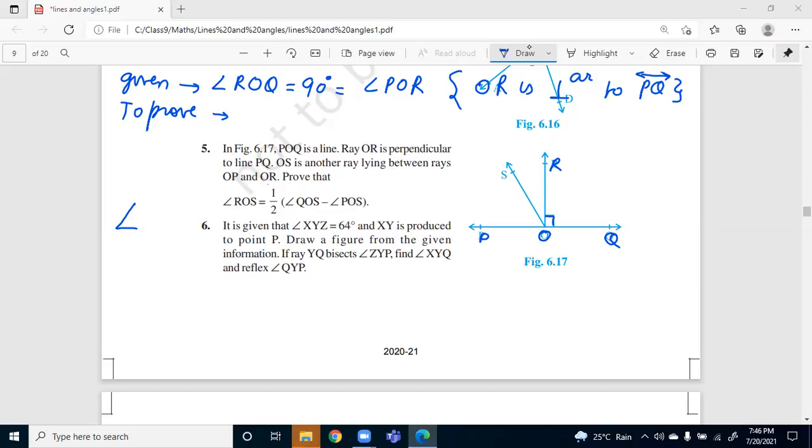So is it understood? Yes, ma'am. So what we need to prove, I will be copying it as it is, and I will be writing "to prove". I have not introduced anything. I have just copied it from the question. Now I am writing the solution.